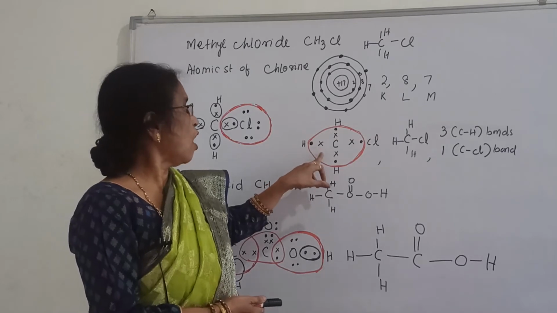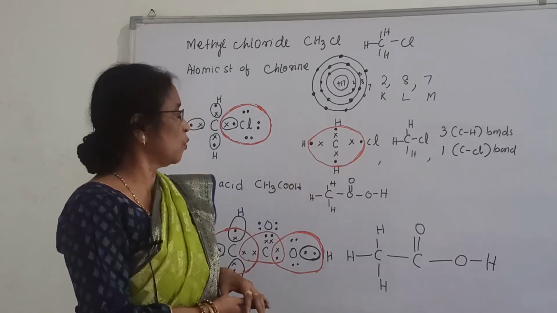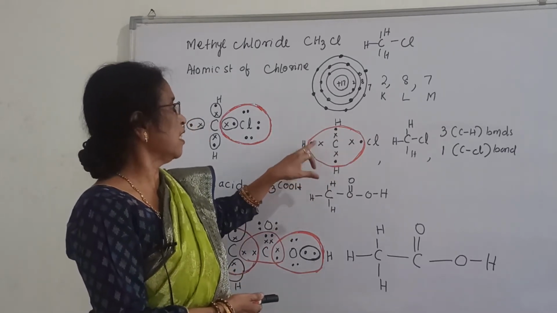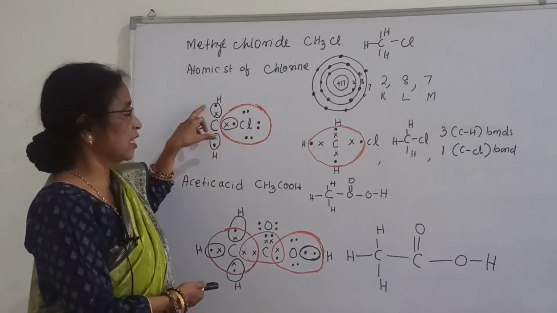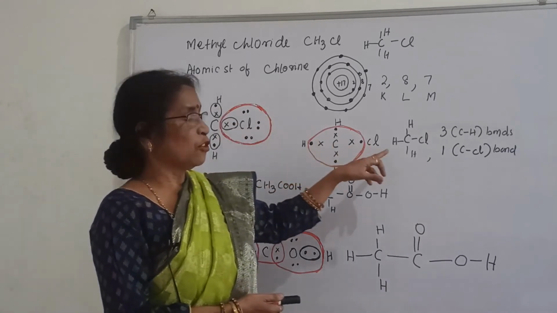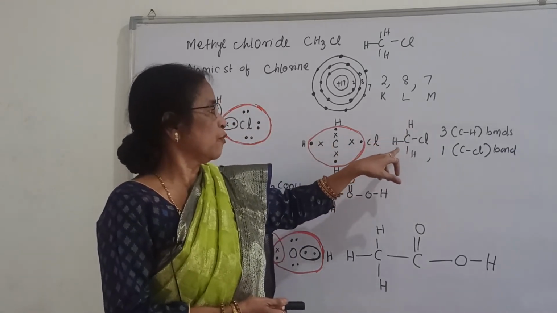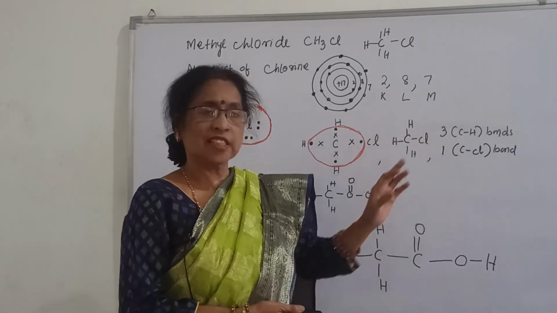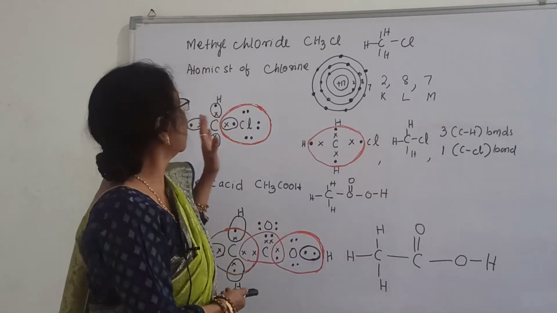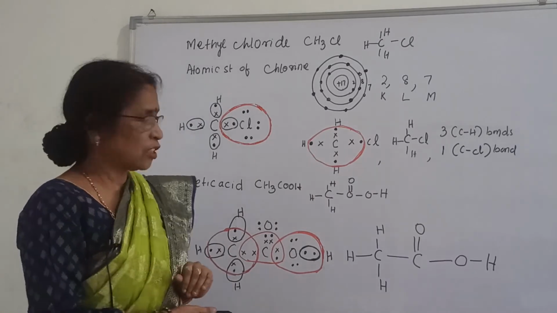And now here carbon satisfies the octet rule, and this is the carbon satisfaction, this is the chlorine satisfaction, and this is the hydrogen. So what would be the structure? 4 covalent bonds: 3 CH bonds, 1 CCl bond. Now here is the completed methyl chloride structure.